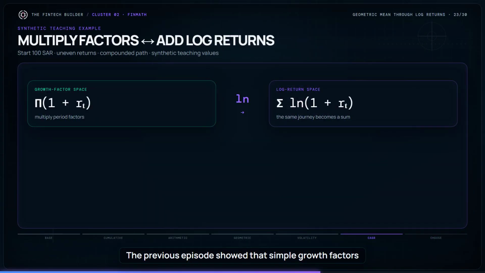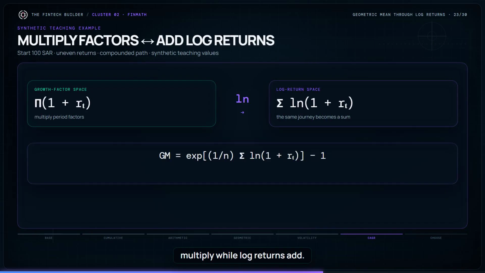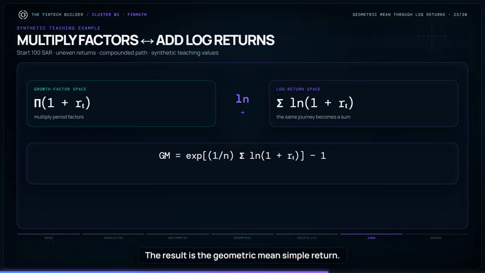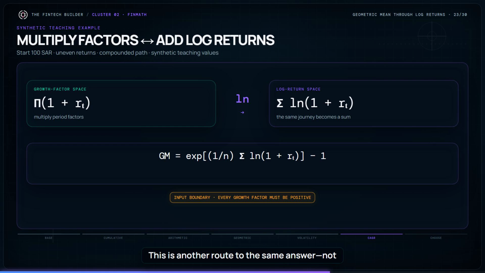The previous episode showed that simple growth factors multiply while log returns add. Take the natural log of every growth factor, average those log returns, then exponentiate. The result is the geometric mean simple return. This is another route to the same answer, not a different definition of performance.